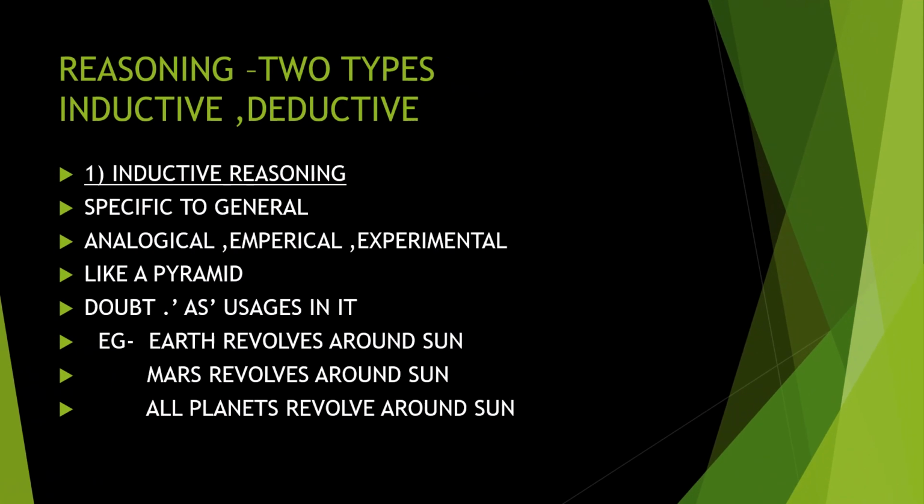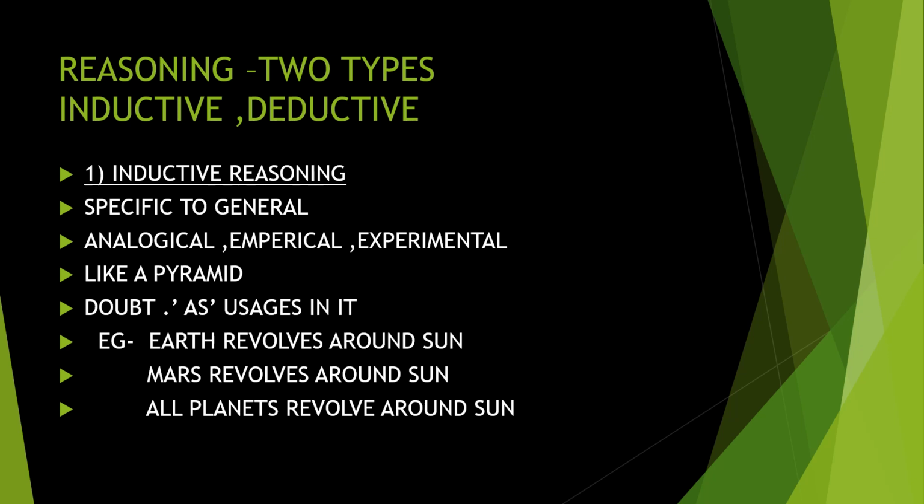Next is reasoning. There are two types of reasoning. We have studied some of the tips now, that is the elements of reasoning, arguments and conclusions. Reasoning has two types: one is inductive and another is deductive reasoning. What is inductive reasoning? Inductive means from specific to general.